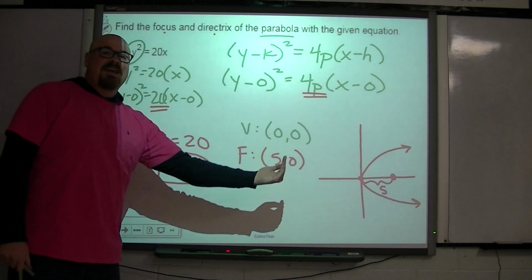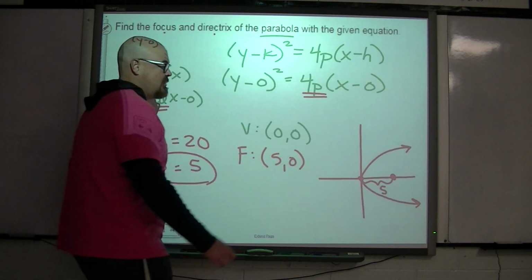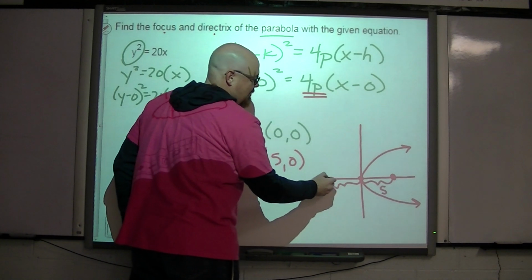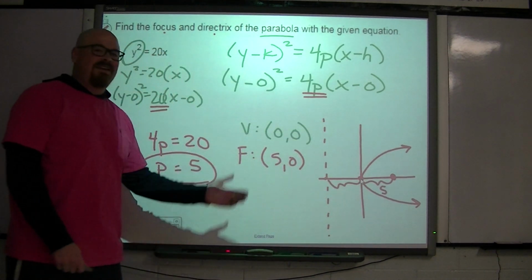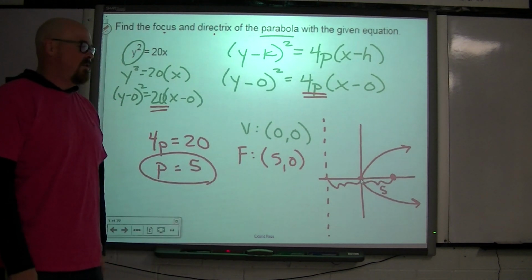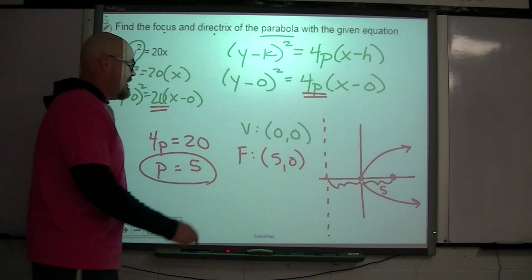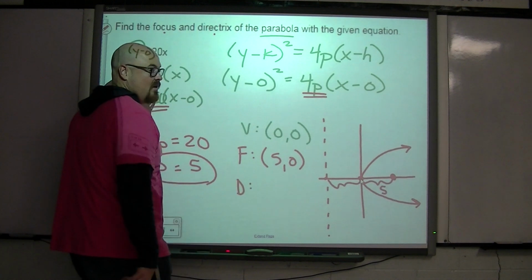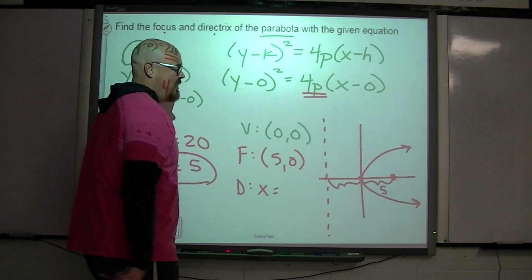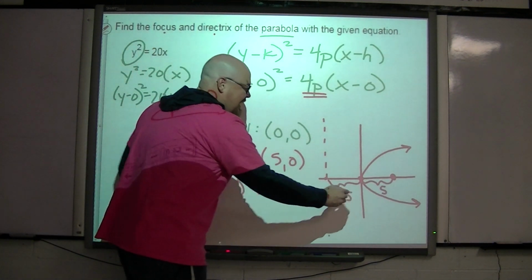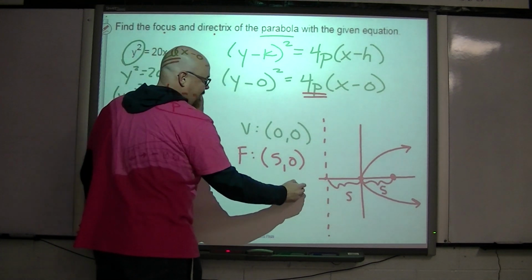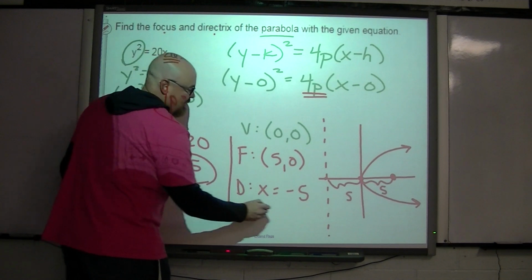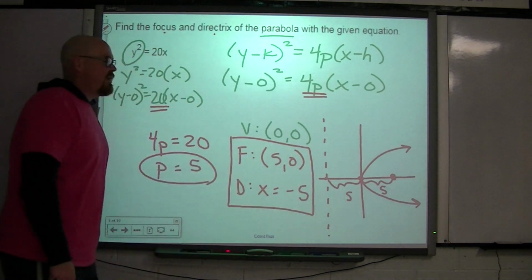Where's the directrix? In the exact opposite direction. The same distance, okay? But in the opposite direction. And remember that the directrix is a line. In this case, it's a vertical line. So because it's a vertical line, our directrix has to be x equals, and I moved 5 units away backwards into where the negative values are. So x equals -5. So here are the focus and directrix for this parabola.